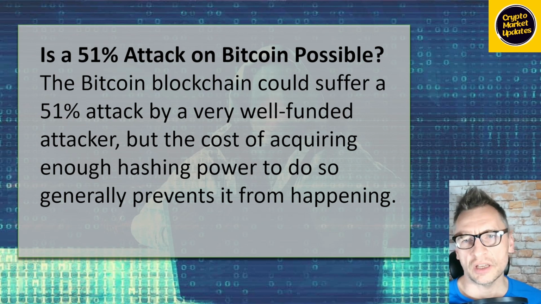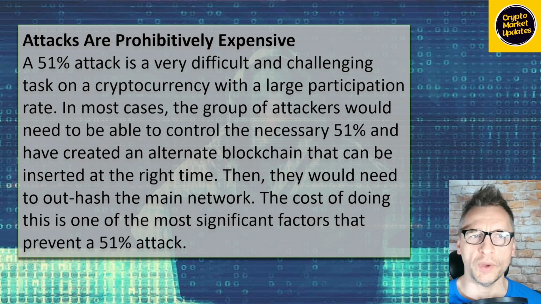So the Bitcoin blockchain could suffer a 51% attack. It could, by a very well-formed attacker, but the cost of acquiring enough hashing power to do so generally prevents it from happening. So I guess a single attacker would not be able to do it right now. It could be possible for a group of people to get together and collude. But attacks are prohibitively expensive. A 51% attack is a very difficult and challenging task on a cryptocurrency with a large participation rate.